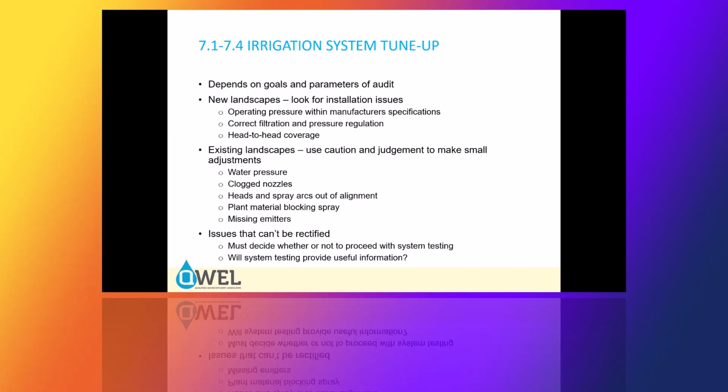Existing landscapes, the auditor should use judgment to make small adjustments. Caution should be used not to damage the system components, especially older systems where components might be corroded or brittle. So you want to check for water pressure, clogged nozzles, spray heads that are out of alignment, plant material blocking any spray heads, missing emitters, and issues that can't be easily rectified. Then you must decide whether or not to proceed with the system testing.